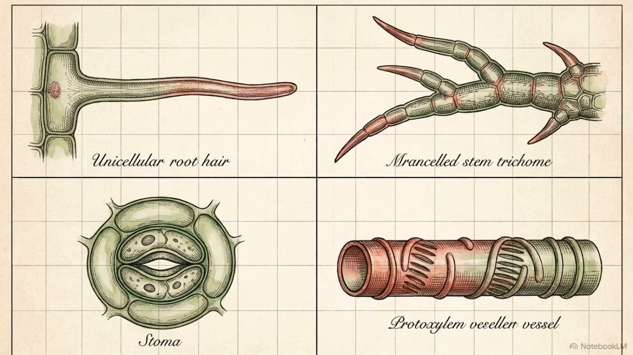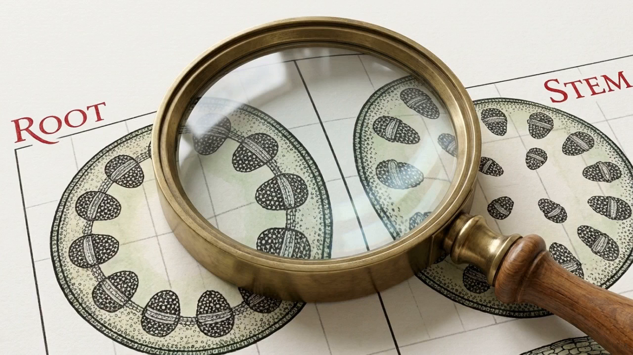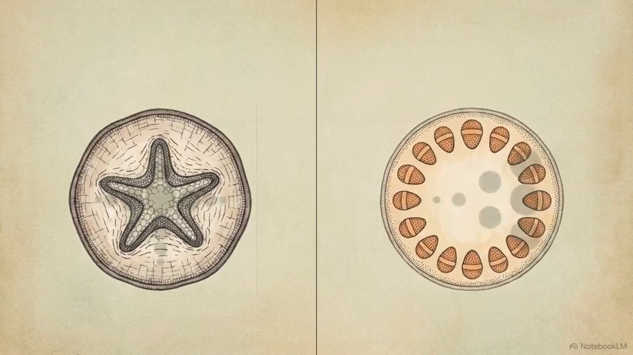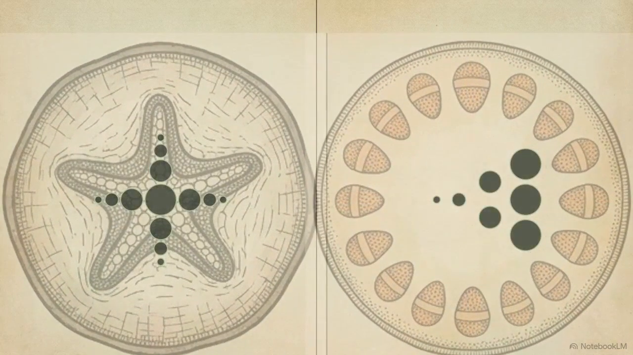These micro-level structural differences are the specific variables used to distinguish one complex organ from another. Understanding these individual components is the prerequisite for reading the full anatomy of a root or a stem. To identify a root versus a stem under a microscope, check the protoxylem's relative position.